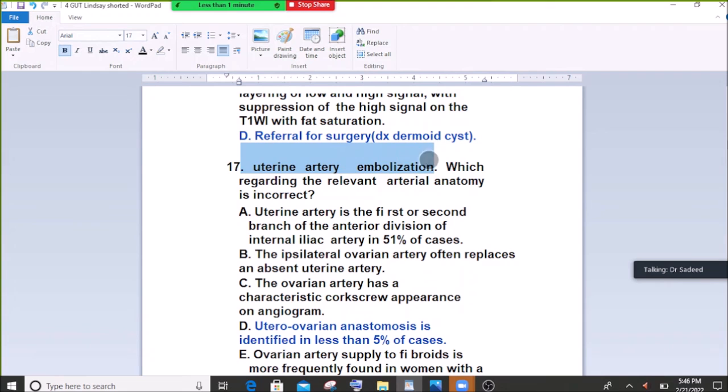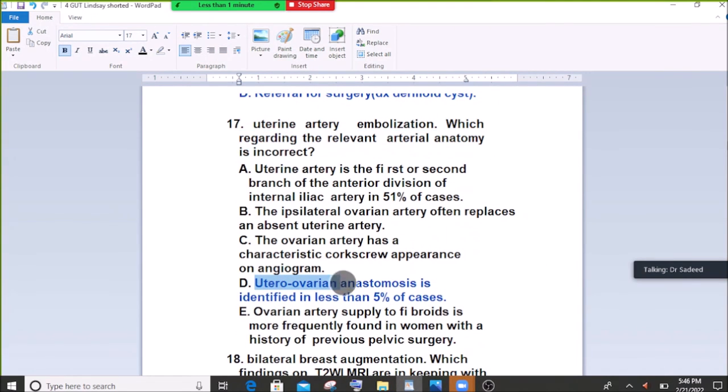17. Uterine artery embolization. Which regarding the relevant arterial anatomy is incorrect? Uterine-ovarian anastomosis is identified in less than 5% of cases. That is incorrect. It is common.